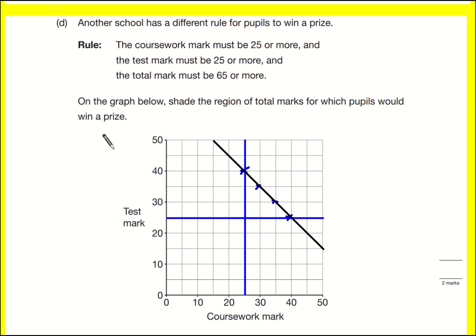Now remember, all of these have to be satisfied essentially. So we've got to be above this horizontal line, to the right of this vertical line, and above or on this, it can be on the line as well. So overall, it's going to be this region here. Nice.